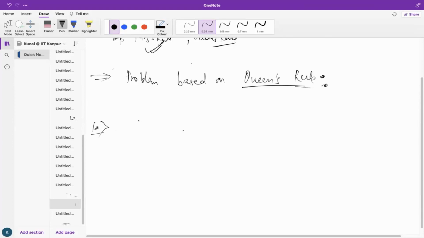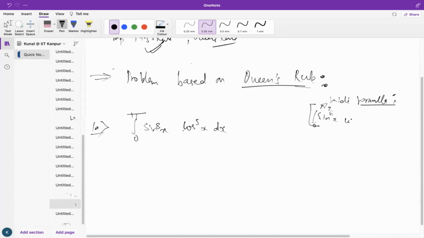We have to integrate from 0 to pi sin to the power 8x and cos to the power 5x. We already read the Wallis formula in lecture number 2. If you don't remember, go and check it. It explains sin to the power nx and cos to the power mx, integrated with limits from 0 to pi by 2, and here the limit is from 0 to pi.